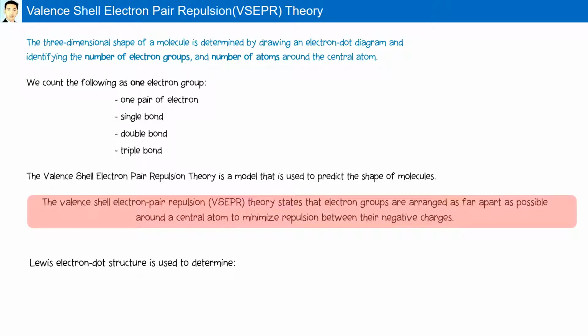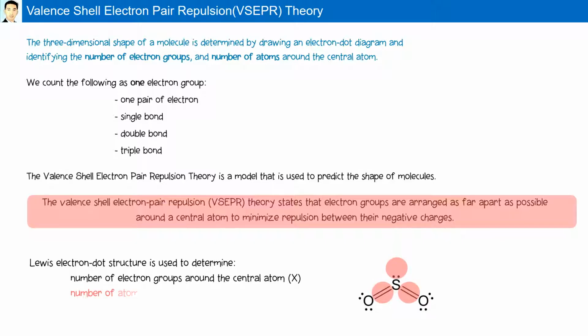Lewis electron dot structures are used to determine the number of electron groups around the central atom, represented by X, the number of atoms around the central atom, and the number of lone pairs around the central atom. That's represented by E.